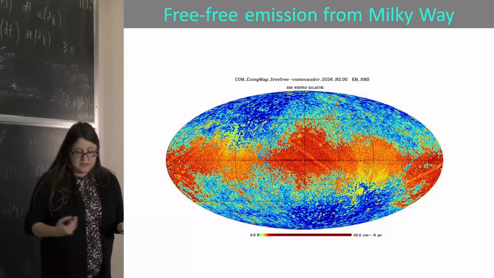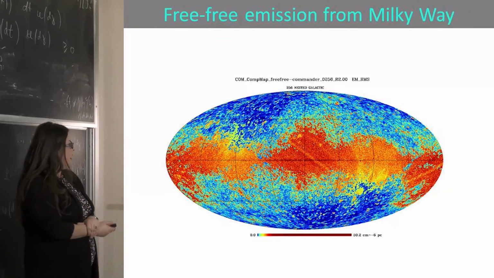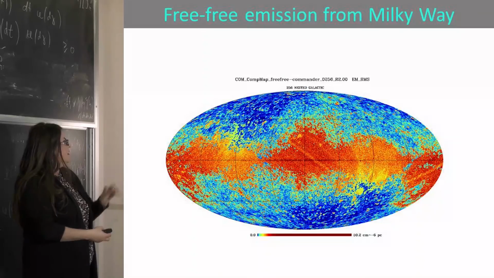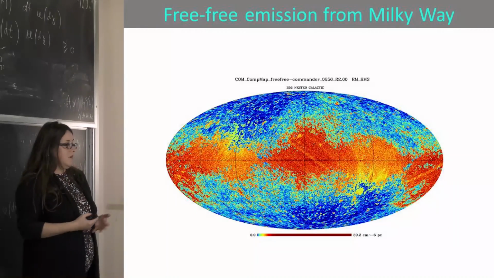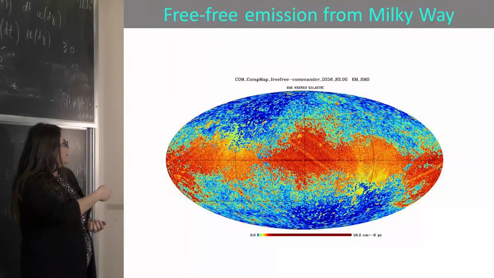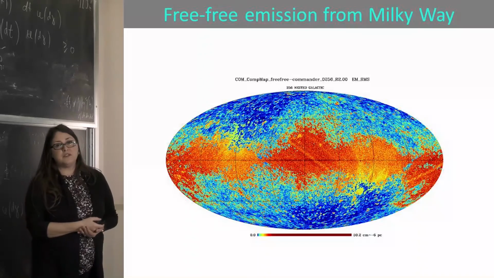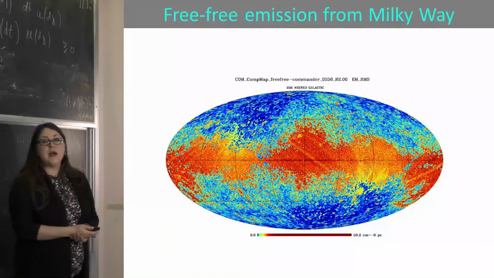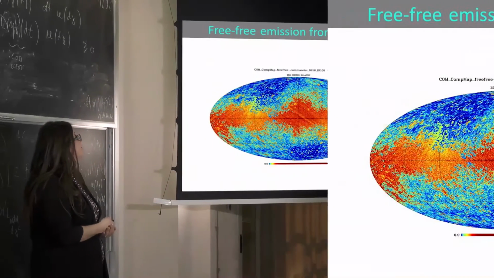Also, our own galaxy, the Milky Way, is emitting free-free radiation. And for example, here you can see a map of the Milky Way emission taken by the Planck satellite. This region corresponds to our galactic disk, and the intensity, which here is plotted in red, is proportional to the intensity of the free-free radiation emitted by the free electrons in the disk of our own galaxy.